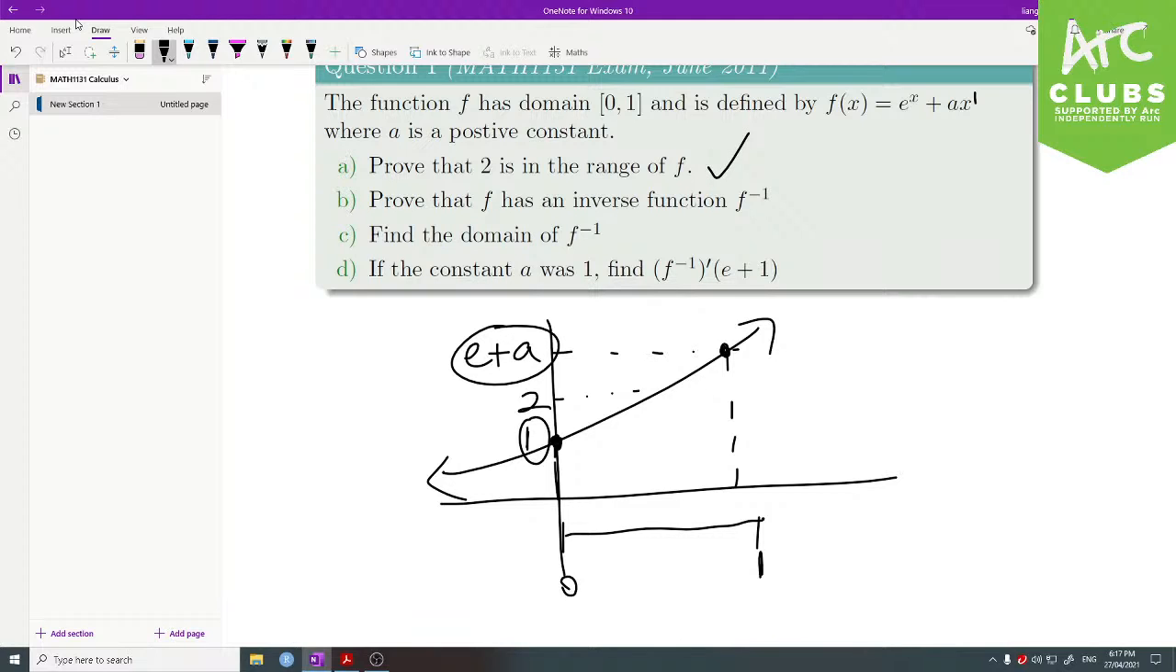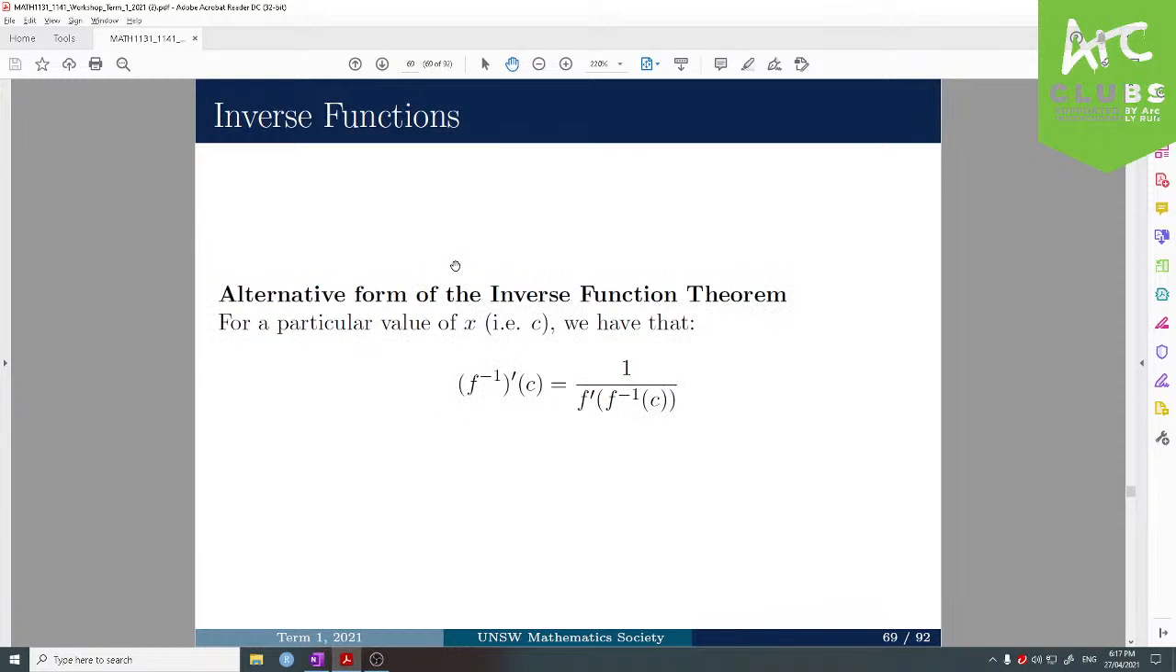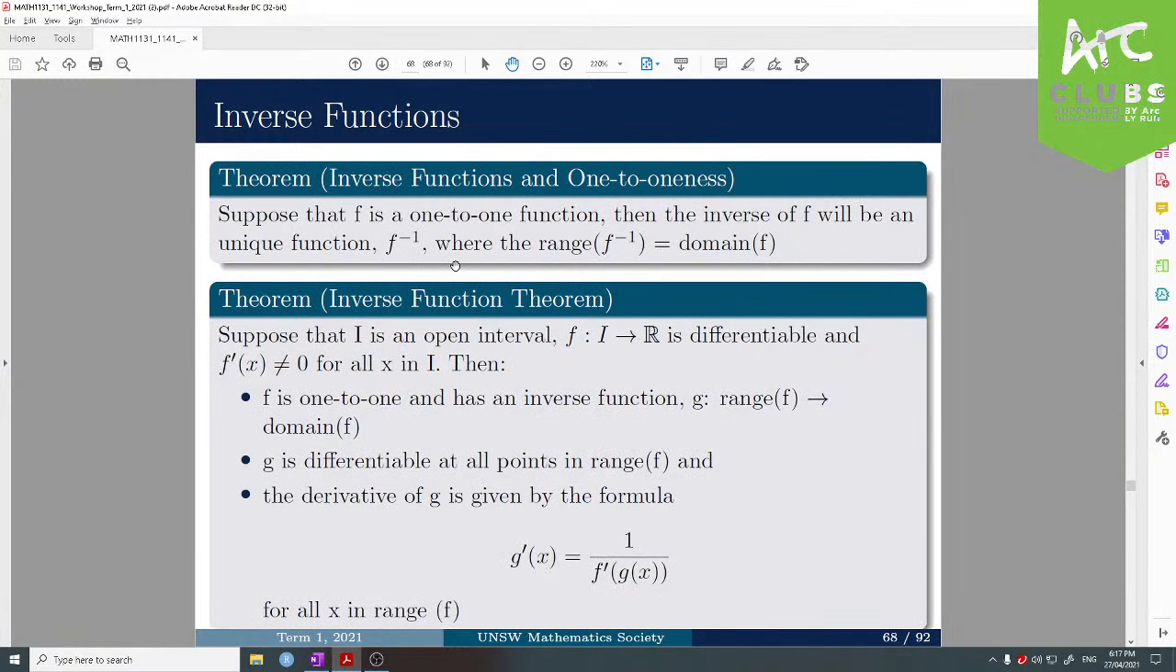Part B, prove that f has an inverse function. Now this goes back to the first theorem, which links the inverse function with one-to-oneness. So if we're able to prove that the function is one-to-one, then we will be able to prove that it has an inverse function. One very common way to prove something is one-to-one is to check whether it's monotonic or not. Whether it's monotonically increasing or monotonically decreasing, that's okay. If we can prove either one, that's already enough for us to claim that the original function was one-to-one, and thus the inverse does exist.